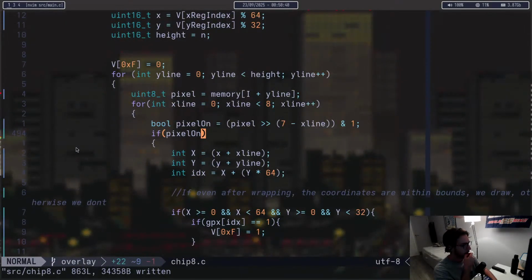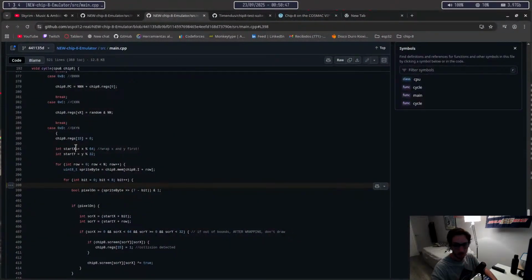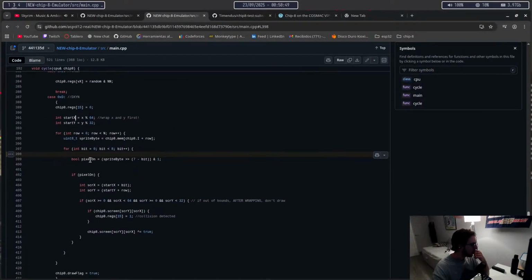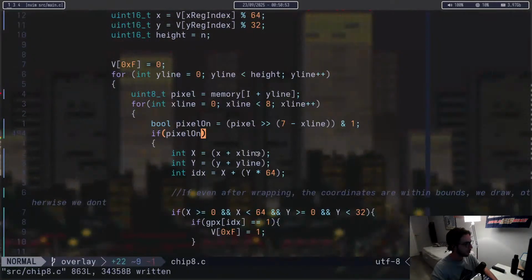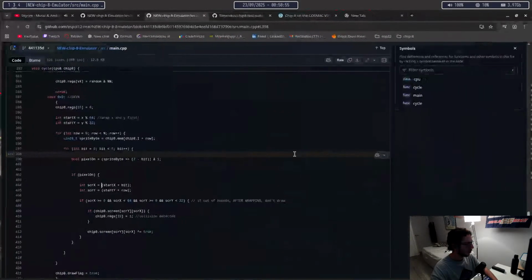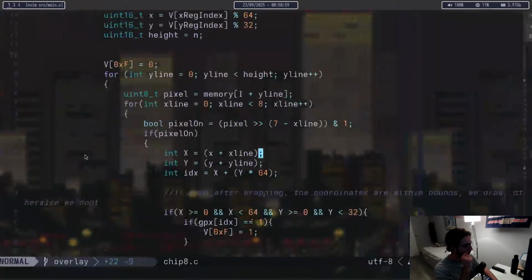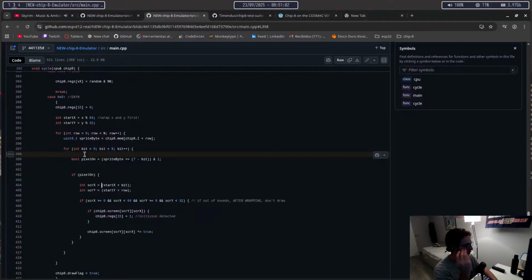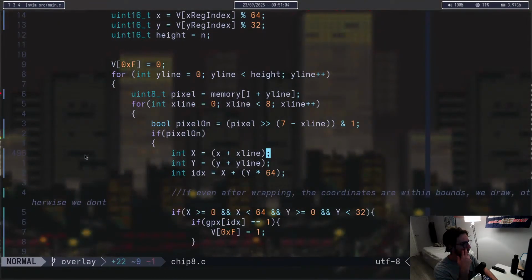Less than 8. Less than 8 as well. This is the height, which is the end. Start x plus bit. Yep. Plus bit, which is equivalent to x9, and then start y plus row, which is equivalent to that one as well.